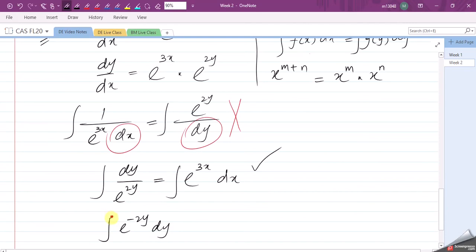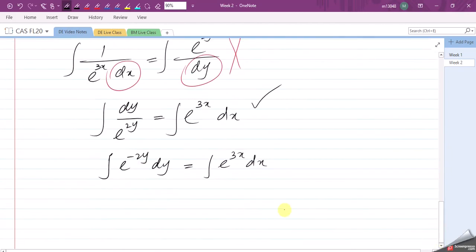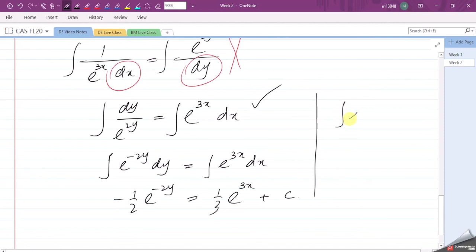This can come up and become minus integral. I'll write this again just for similarity. Now we have minus 1 by 2 e raised power minus 2y equals 1 by 3 e raised power 3x plus c. The formula here is very simple. Integral e raised power ax dx equals 1 over a e power ax. I'll write it down here.